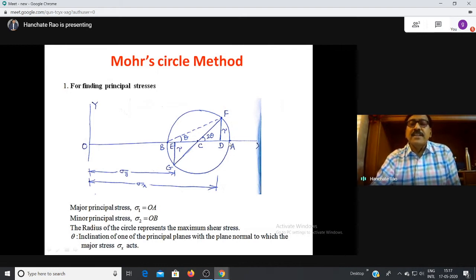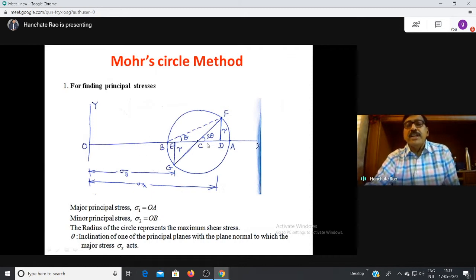This circle cuts the x-axis at 2 points A and B. So OA is equal to major principal stress sigma 1 and OB is equal to minor principal stress sigma 2 or sigma 3, whatever you call. So OA and OB are the two principal stresses. Measure OA multiplied by 10, that is the scale, and you will get principal stress in Newton per mm square. Similarly, measure OB and multiply with the scale 10, and you get the minor principal stress.